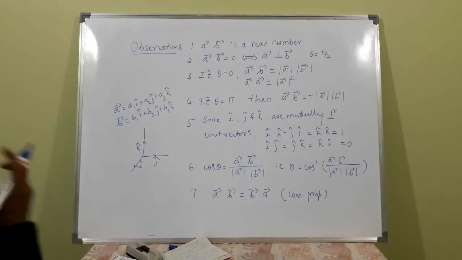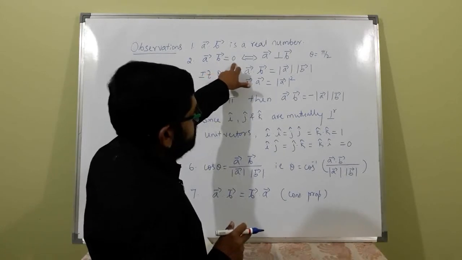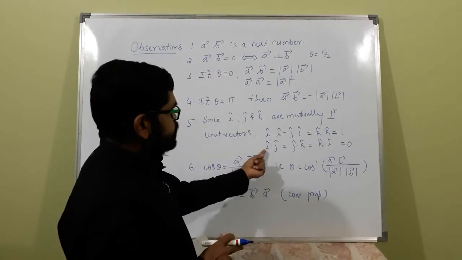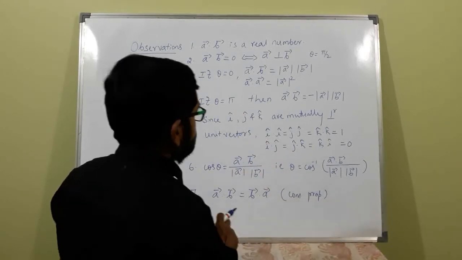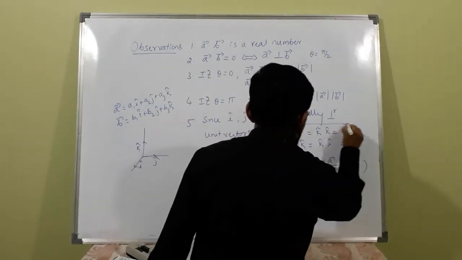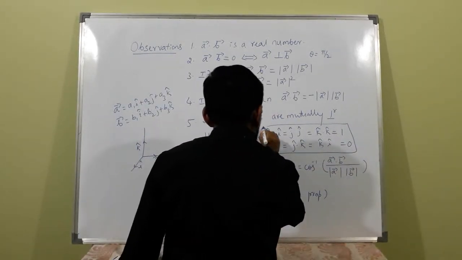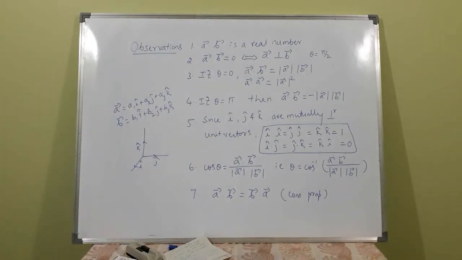I dot J, these two are perpendicular. Whenever these are perpendicular, that leads to 0. So I is perpendicular to J, J is perpendicular to K, and K is also perpendicular to I, so the three are mutually perpendicular to each other. You have to remember this result. I dot I is equal to J dot J is equal to K dot K is 1. I dot J and J dot K and K dot I are 0.